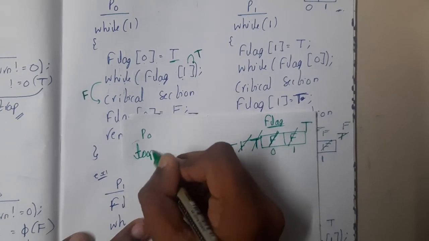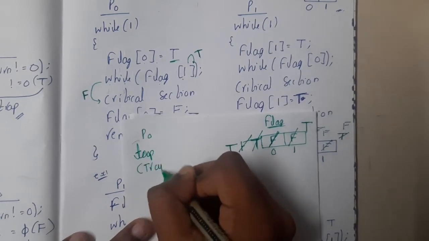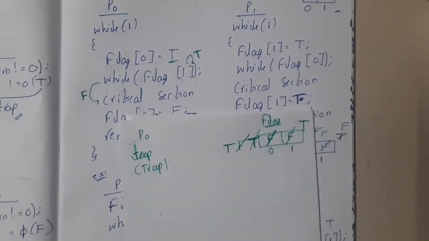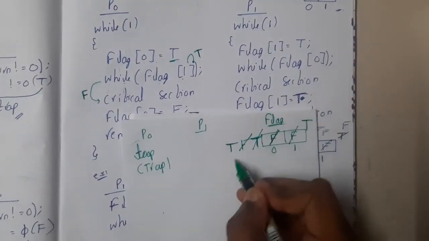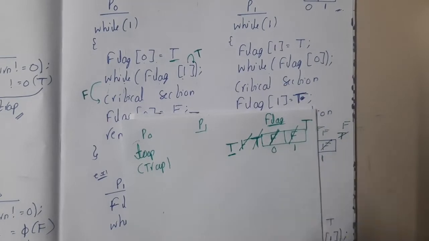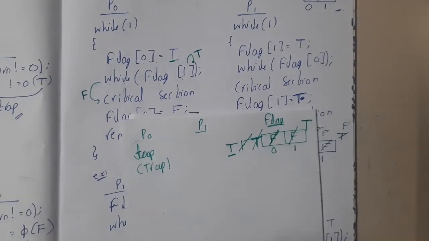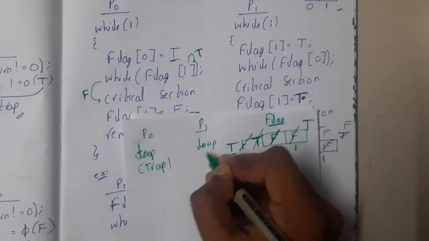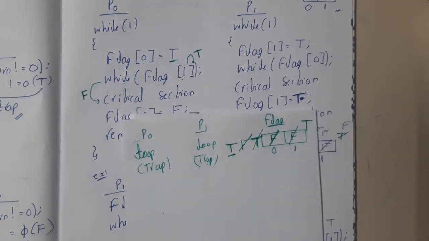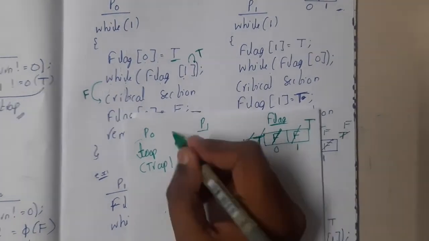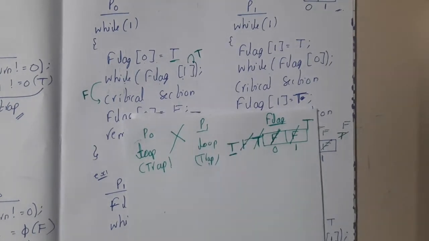Yes, so we will call it a trap, guys. Rather than saying loop, we will call it a trap. Similarly, p1 also checks the same condition with respect to flag 1. So again flag 1 is also true, so here also it is going to go into an infinite loop, and it's a trap. So can we ever come out of this particular trap, guys? The answer is no, right?